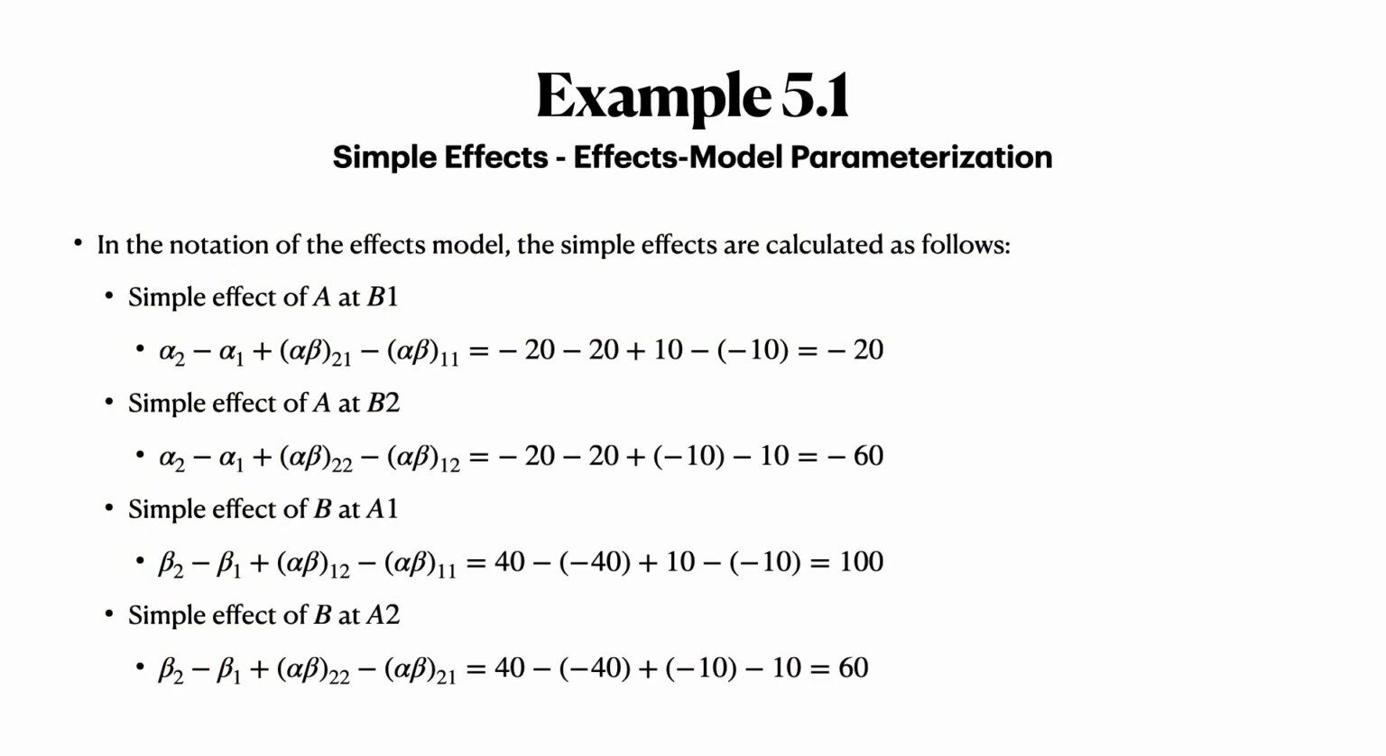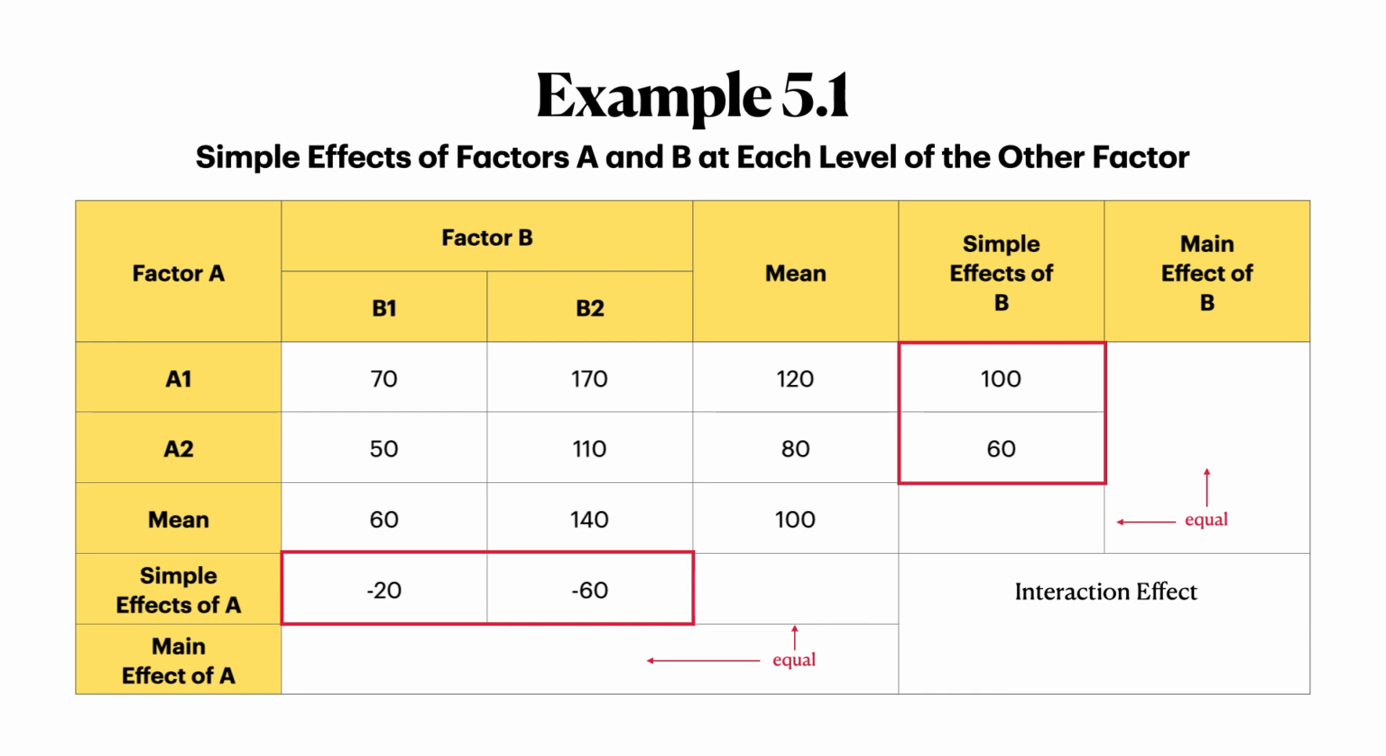Now, in the notation of the effects model, the simple effects can be calculated in the following way. The simple effect of A at the first level of B can be calculated using the formula shown here. If we plug those values in, and remember that those values were given to us in the description of the example, we get negative 20. Using the effects model notation and values, the simple effect of A at the second level of B is negative 60. The simple effect of B at the first level of A is equal to 100 using this formula and the corresponding values. And the simple effect of B at the second level of A is equal to 60. We can verify that those values are the same values that we got using the means model formulas as well.